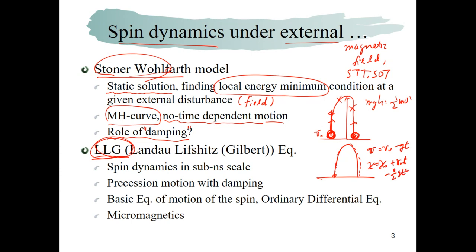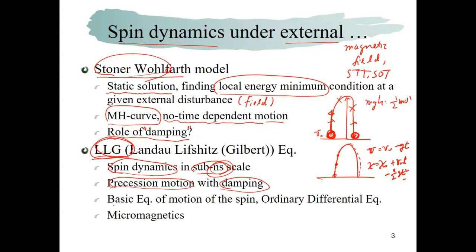So we can find the position and the velocity of each point at a given time. Especially in a spin system, the time scale is the sub-nanosecond scale. We will learn why the spin response is on the order of sub-nanosecond. And we already learned there are some precession motions with the external magnetic field, and the damping is important in this LLG equation.